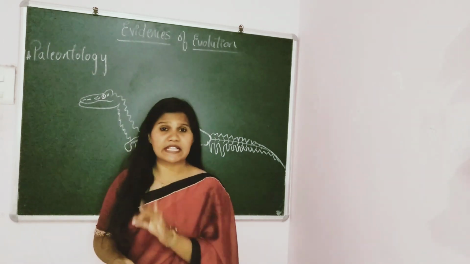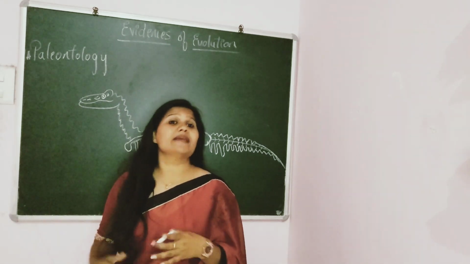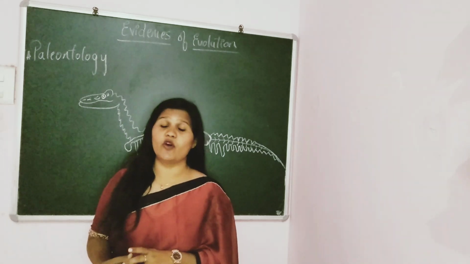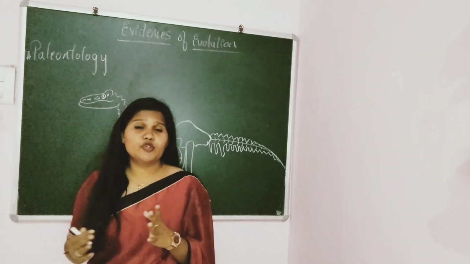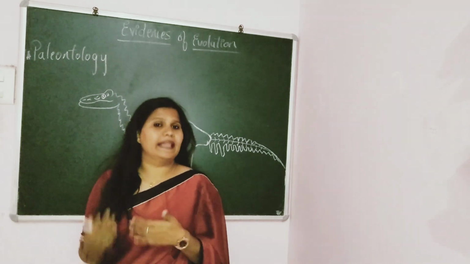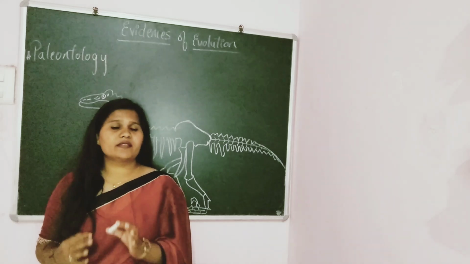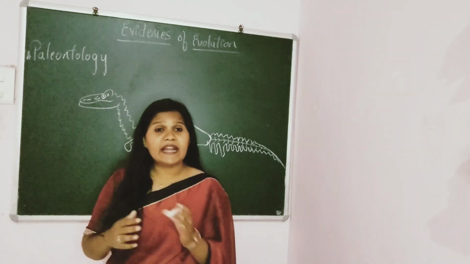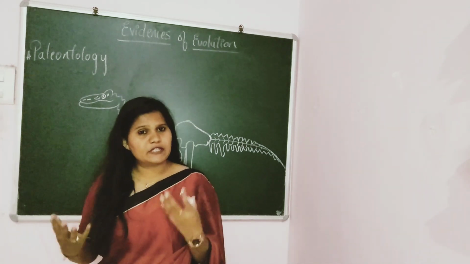So in the previous class we have studied chemical evolution, right? And I also said that in the next topic we'll study the evidences of evolution. We all know what evolution is. Evolution is a gradual change which happens over a long time, occurring continuously. It leads to the origin of new or a variety of species.